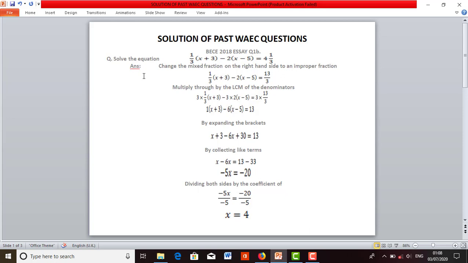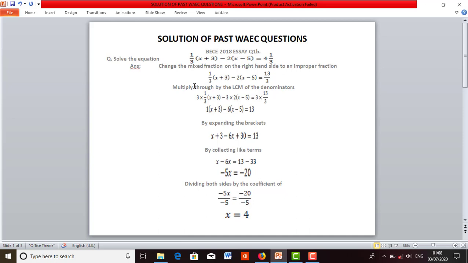First thing we'll do is change the mixed fraction on the right hand side to an improper fraction. That is to say, 3 multiplied by 4 gives us 12, plus 1 gives us 13, which becomes our numerator, and then all over the same denominator, which is 3. And on the left hand side, we have not done anything.